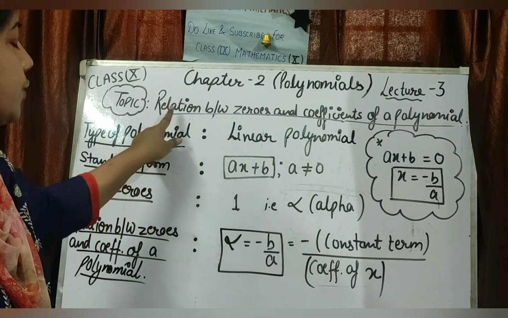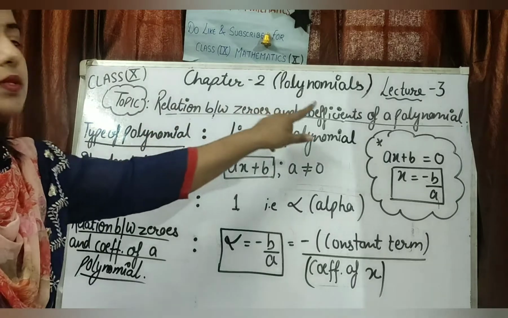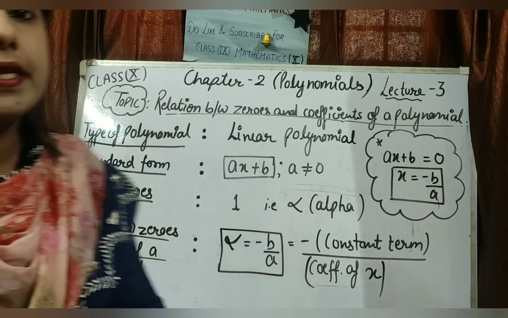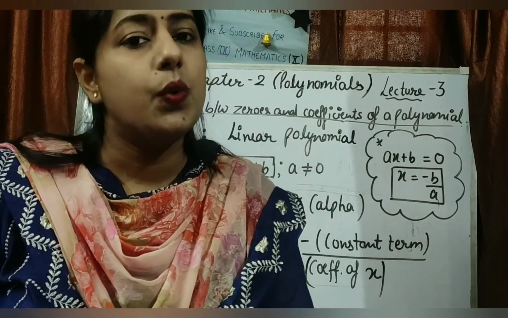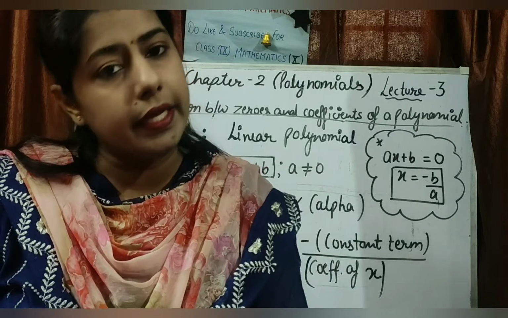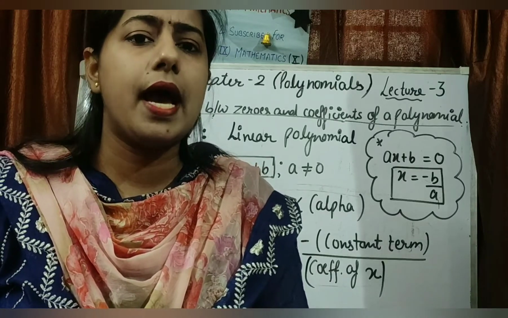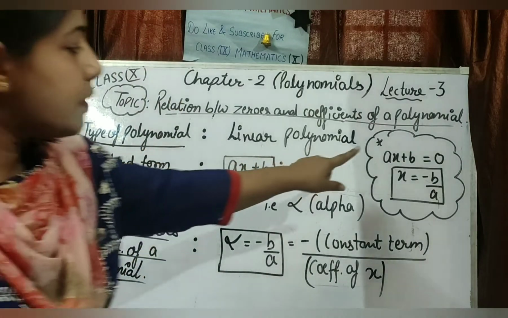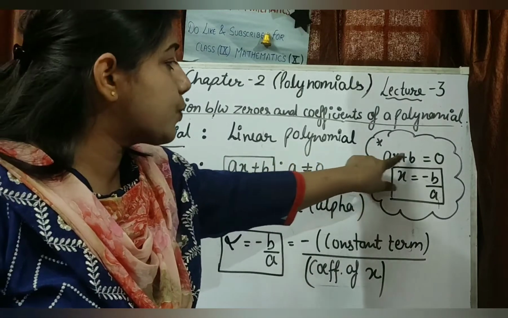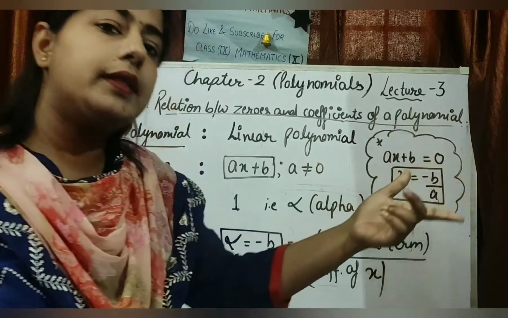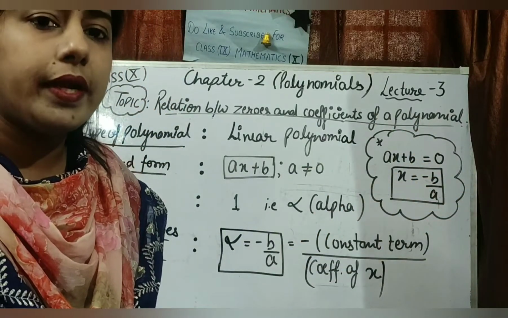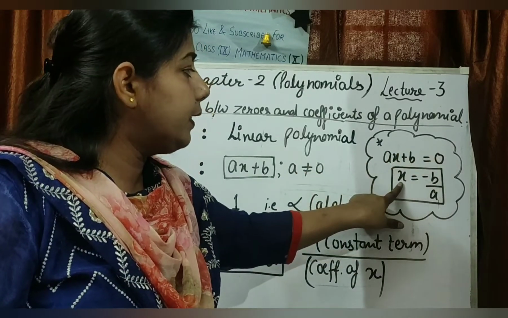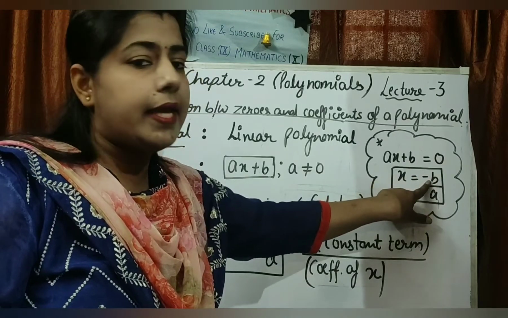Now here I need to find the relationship between zeros and their coefficients. How many zeros do we have? Yes, 1, because we already discussed that a linear polynomial has only 1 zero based on the degree, and graphically it has at most 1 zero. Suppose I have a polynomial of the type ax plus b. To find the zero, we equate it with 0. So if I equate this polynomial with 0, the value of x will be minus b upon a.